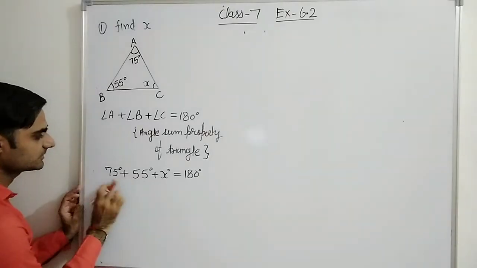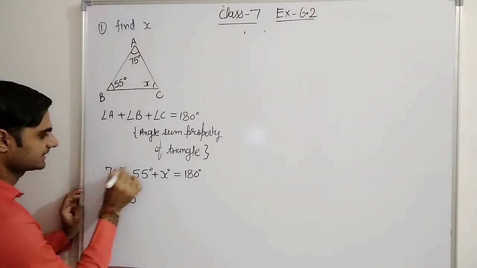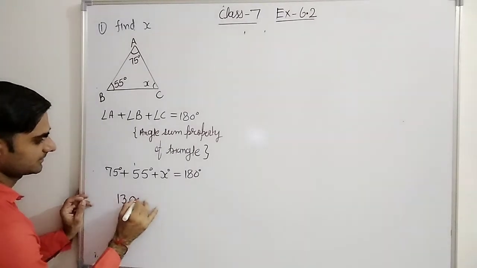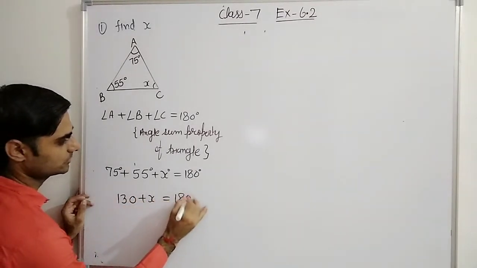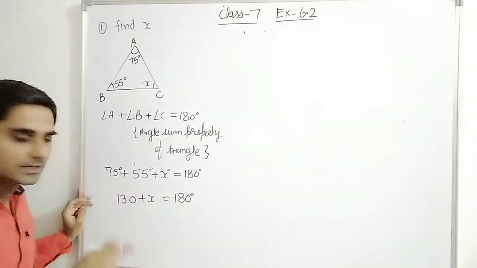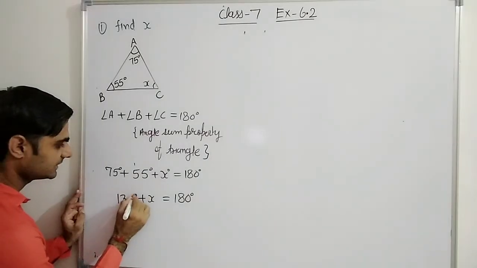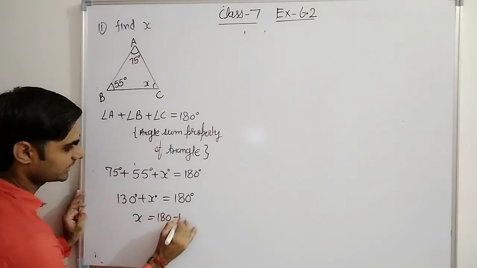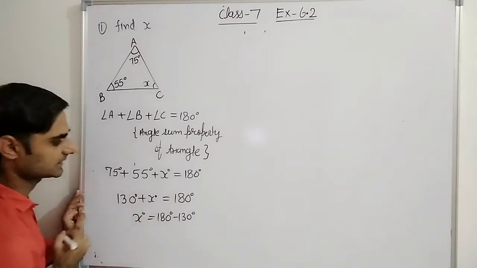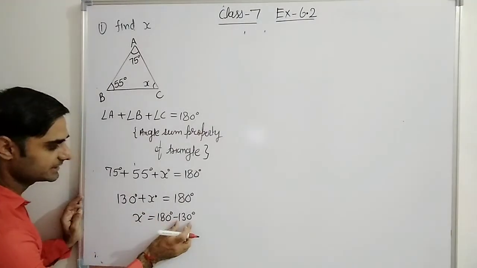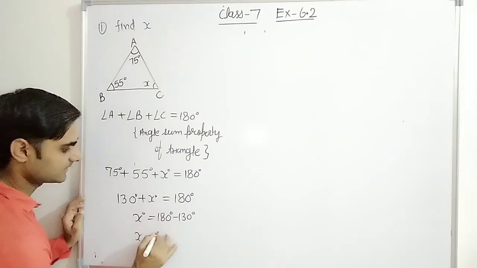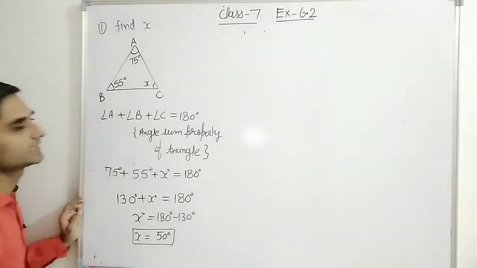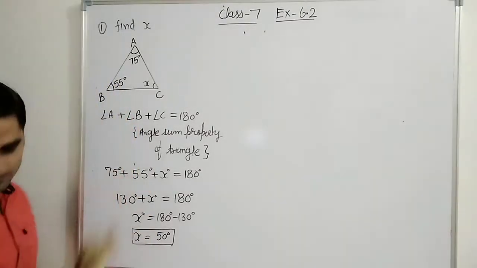So now sum of these two will be 5 plus 5, 10 carry 1, 7, 5 plus 1 6, 6 plus 7 13, 130 plus x is equal to 180 degree. Hope you understood this one. Now here this 130 degree we will transpose in that side na? So this x will be equal to 180 minus 130 degree. So when we will subtract 180 degree minus 130 degree, that will be equal 50 degree. Okay, so this is the value of x. We wanted to find the unknown angle. This was a number A.